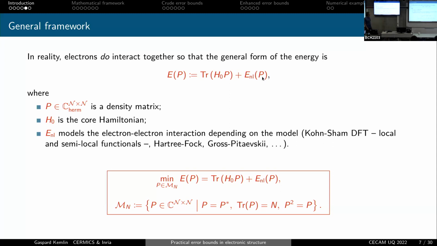And then the problem which we are really going to work on today is this nonlinear constrained minimization problem, from which we want to deduce, if we have a variational solution, how we can compute the error with respect to the ground truth quantity.